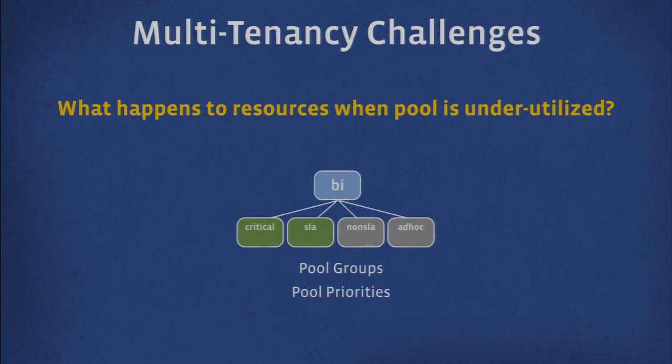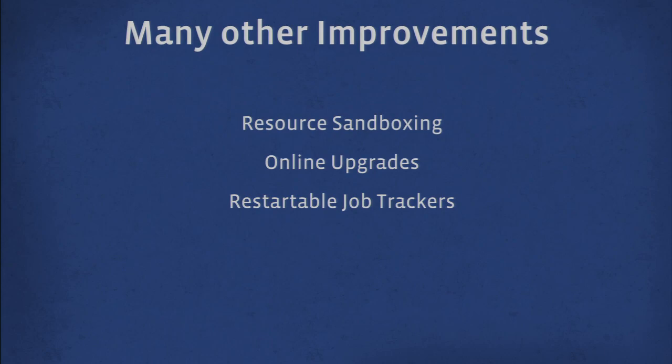So what we created was a hierarchical scheduler. We have the notion of a pool group, which is kind of like the overlying team at Facebook, and within it they can create their own pools. So what it means is that when they don't use the pools inside, say, bi.sla, those resources flow back into another pool inside the same team, not going to another team. This is really important for multi-tenancy. We also have something called pool priorities, which means we can rank the pools, so when those resources are not used, they flow to the corresponding pool in which you'd like them. And we did lots of other improvements inside of Corona: resource sandboxing, online upgrades, and restartable job trackers, which I probably don't have time to talk about right now.